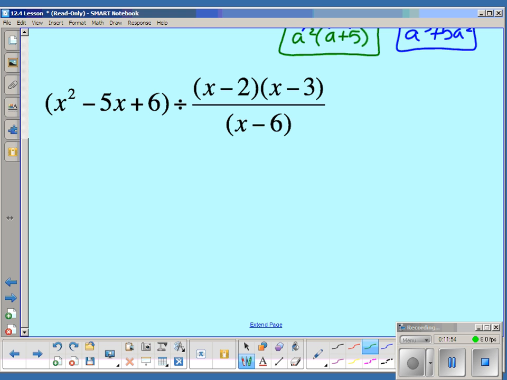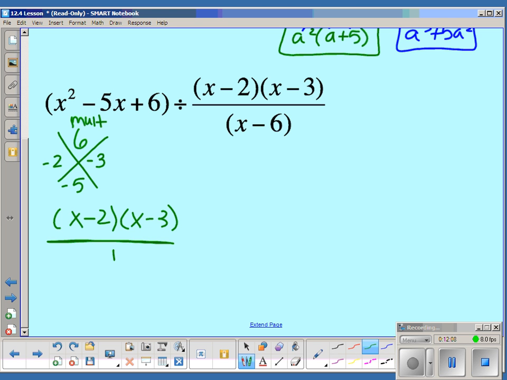All right, so this one factors to, I want to multiply to 6. I want to add to a negative 5. And that's going to be negative 2 and negative 3. So that's x minus 2, x minus 3. And it doesn't have a denominator, so I'm going to give it 1, and it's going to be 1 every single time. I need to change the division to a multiplication problem. And I need to flip it. So the x minus 6 is going to go on top. X minus 2 and x minus 3 is going to go on the bottom.